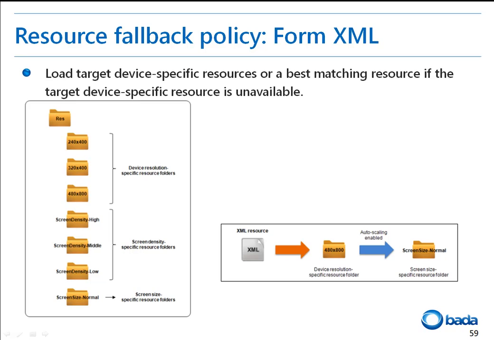Application resources are placed under the /res folder, and the directory structure within /res determines how the bada platform implements the resource fallback mechanism to find the appropriate resource. When the application requests a resource, the resource fallback mechanism first tries to find the exact resource for the current device resolution. If a device resolution specific resource is not found and the auto-scaling option is enabled, the bada platform widens its search to the other device resolutions to find a best matching resource.